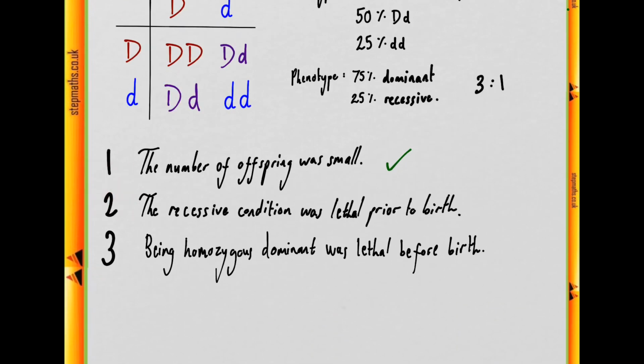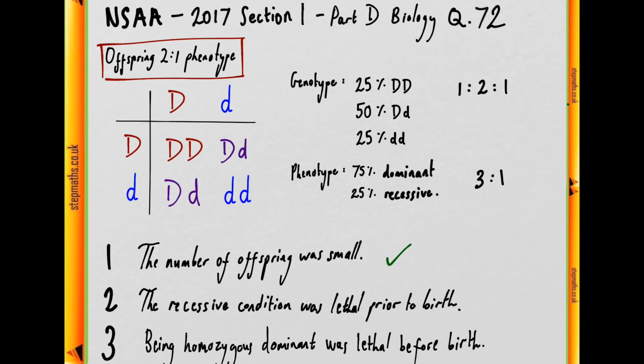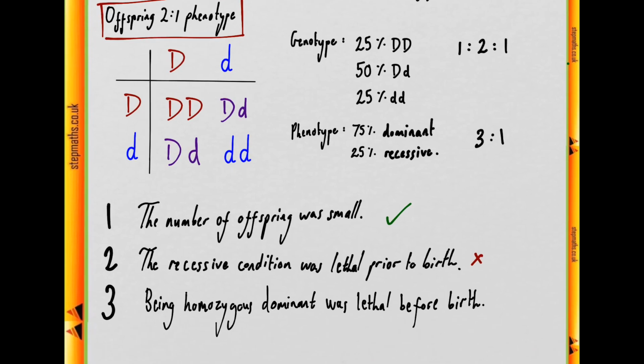Moving on to 2, the recessive condition was lethal prior to birth. Well, let's think about that. If we were to have the recessive condition lethal before birth, then we would only have dominant left over, because we'd get rid of all of our 25% recessive, leaving 100% dominant, and that is in a 2:1 ratio. That's even further away. So that's not what we're looking for.